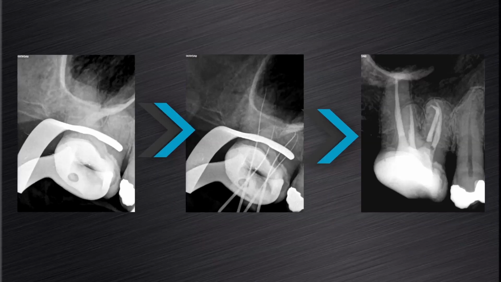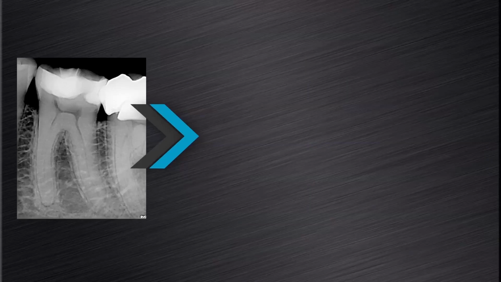Next instruments. Here we see an example of an upper right maxillary first molar with a sharp curvature in the last 3.5 millimeters of the second mesiobuccal root canal system. This anatomy was again maintained after preparation and obturation.